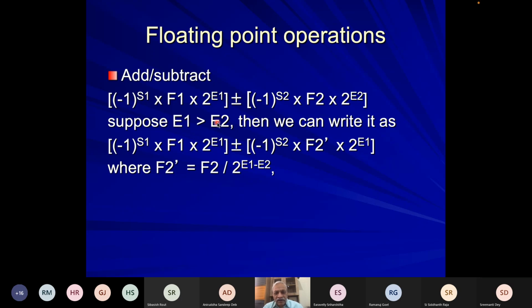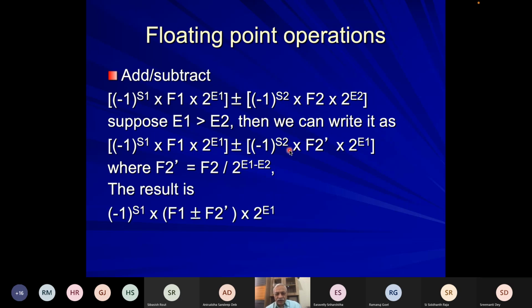Now, you may wonder why we are modifying the one with the smaller exponent, why not the other one? Why not shift this left and make the exponent E2? Shifting left means that you will possibly be throwing away some bits which are more significant. But in this case, we are shifting right, so the bits getting thrown away are the least significant bits. Once that is done, you simply perform addition or subtraction of the fractional part.